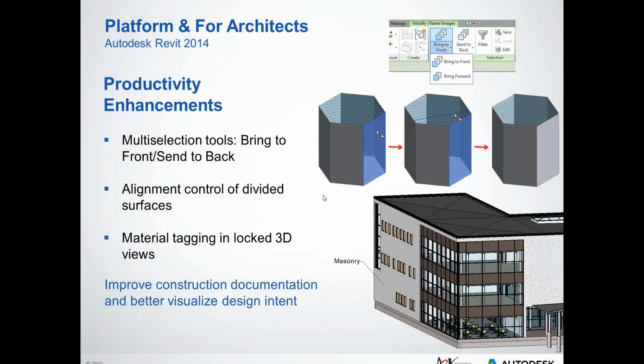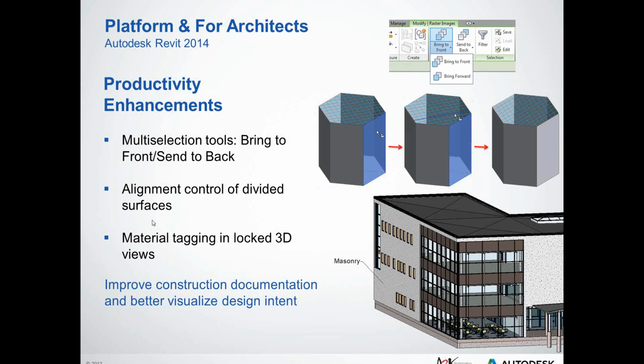There's been a couple of subtle improvements to the ordering of elements. So we can see up here that we can now multiple select elements and bring them to the front and send them to the back. There's been some improvements on the alignment of surfaces that have been divided. So you can see here, maybe inside the conceptual massing environment, where it has a divided top surface, we can now align that to a particular surface on the side there.